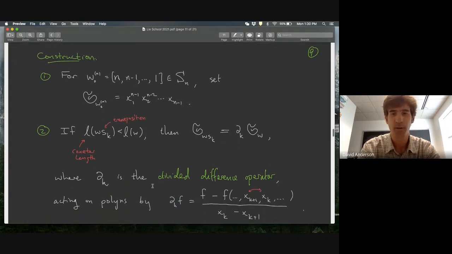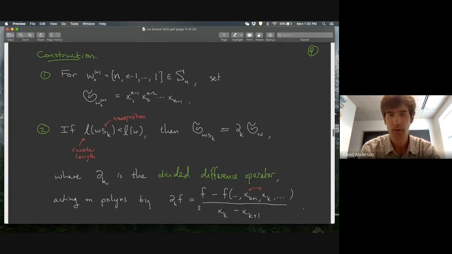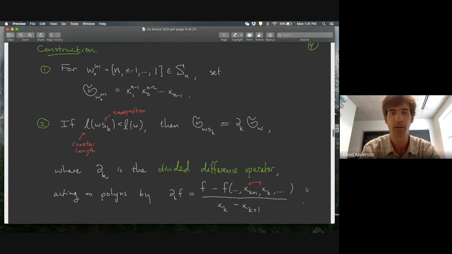So this operator is a fairly simple operator. This one does go back to Newton. Newton used this in interpolation formulas. What does it do to a polynomial? It takes the polynomial, you subtract off what you get by swapping the variables xk and x_{k+1}, and then you divide by the difference between xk and x_{k+1}. Okay, so that's going to be a polynomial because, well, this divides the top.